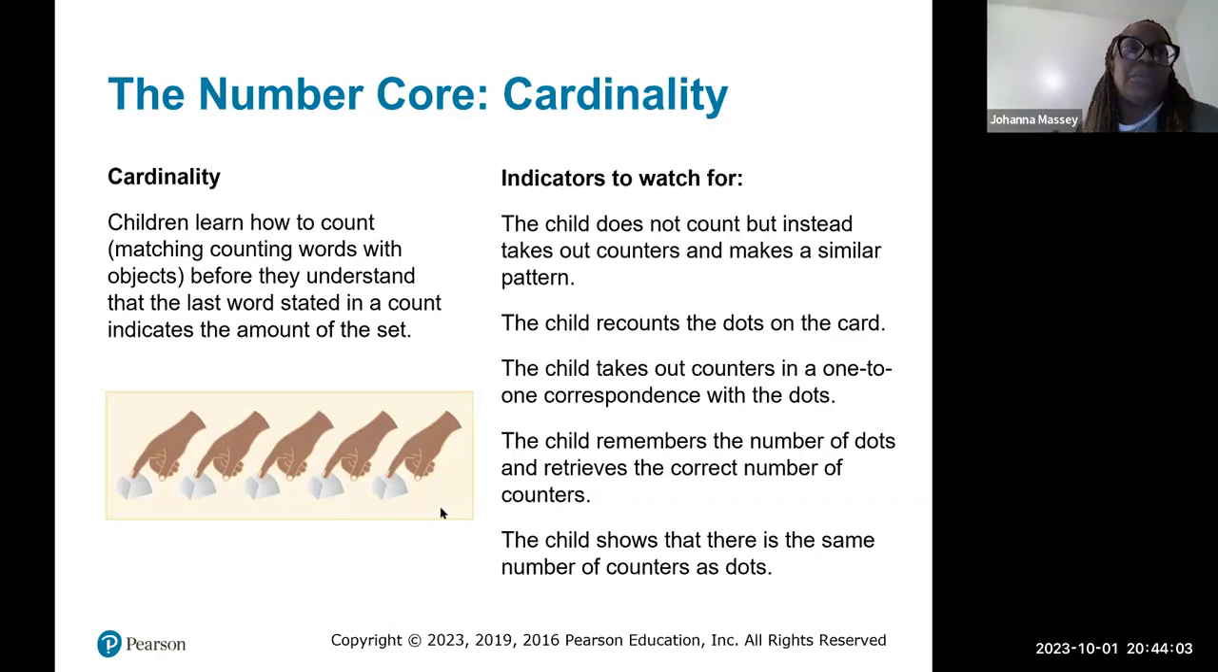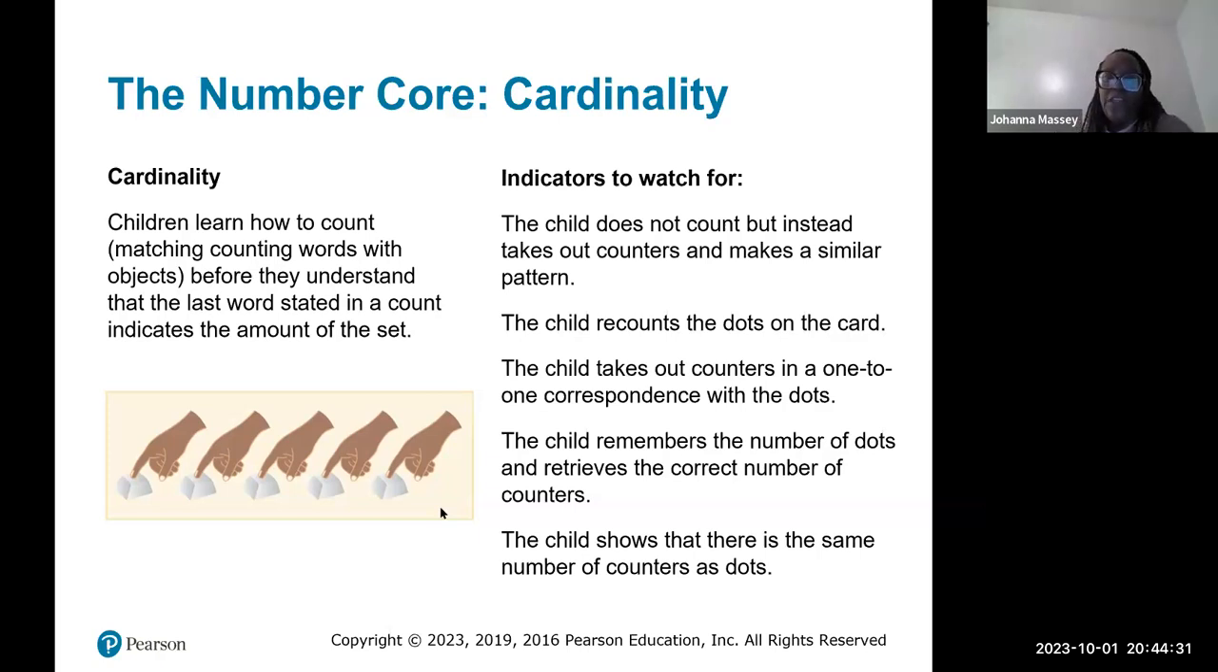So if I have some letters here, and I want to count these letters, not just by arrangement, I count 1, 2, 3, 4. I have 4. I know this is 4 because this is the last set of letters or objects I have, and I said 4. So I have 4 letters. That's what cardinality is.